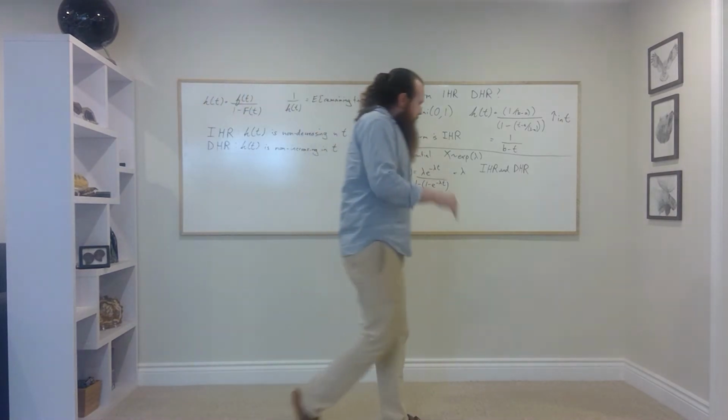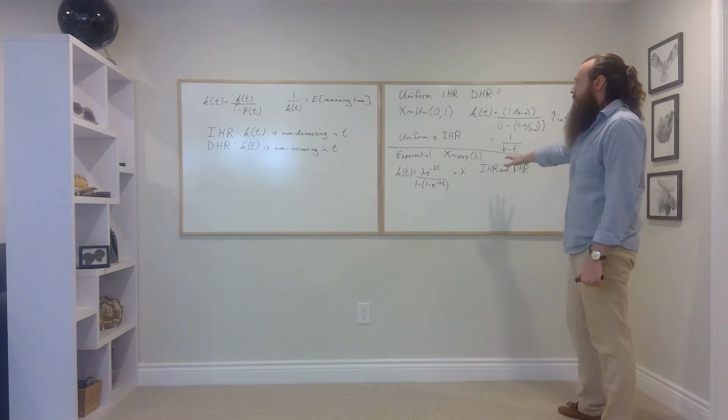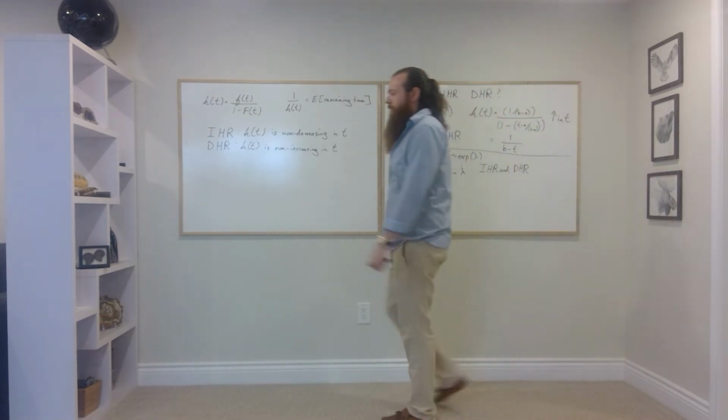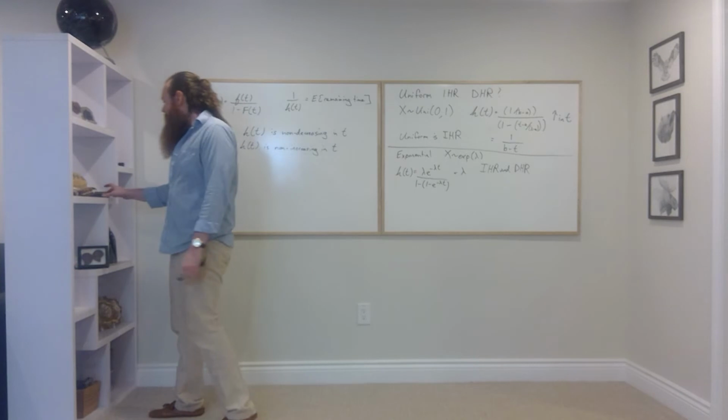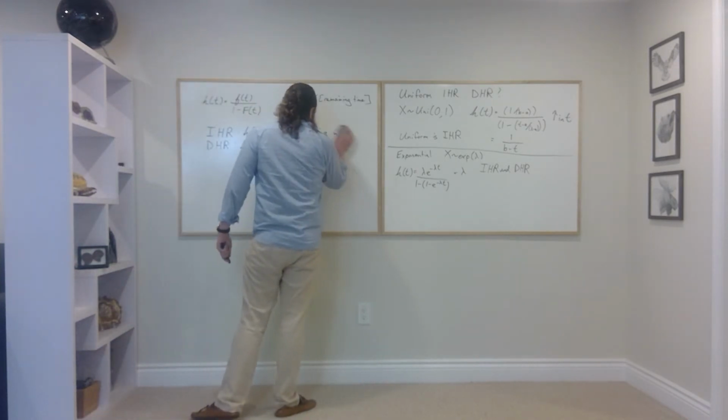Okay, so we have something that's IHR, and we have something that's both IHR and DHR. Are there any distributions out there that are DHR? Yeah, of course there are some.